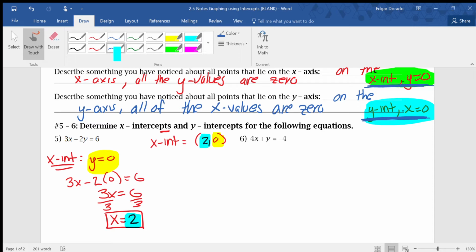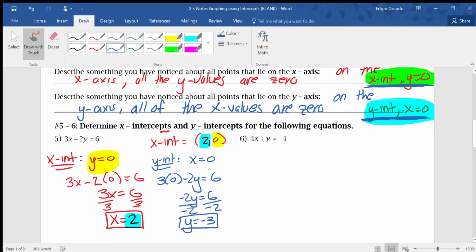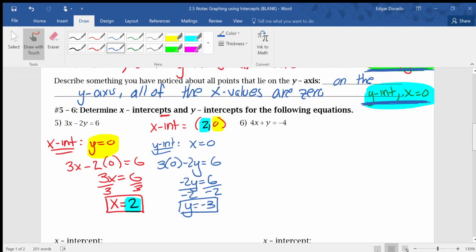Okay, now same thing for your y-intercept. But now we know that for my y-intercept, x has to equal 0. So let's go ahead and do our equation. So 3 times 0 minus 2y equals 6. Okay, so 3 times 0 is 0, so we have negative 2y equals 6. Divided by negative 2, we get y equals negative 3.